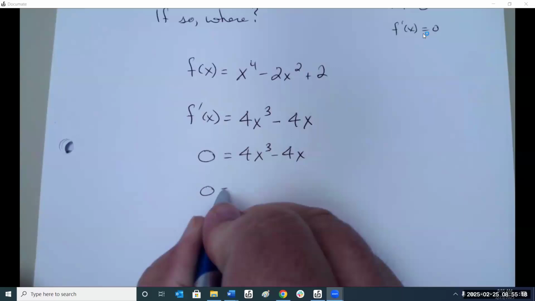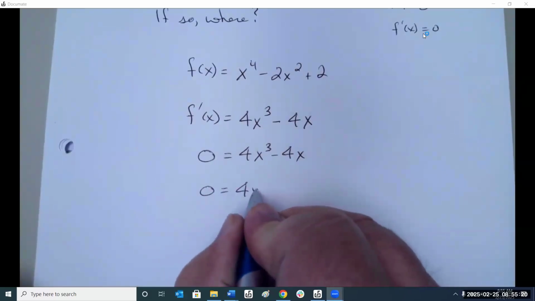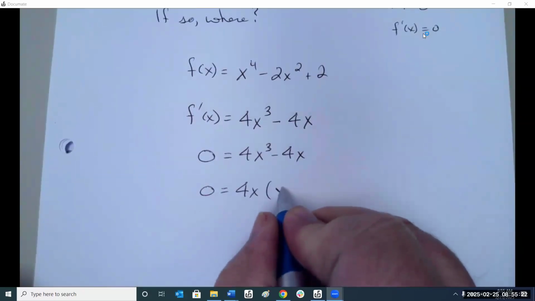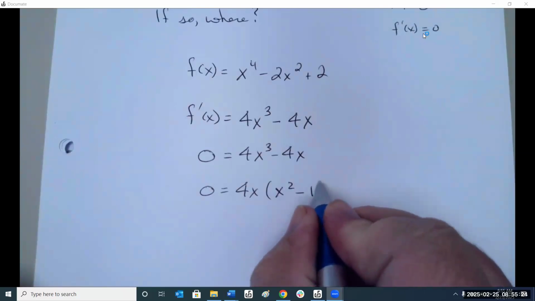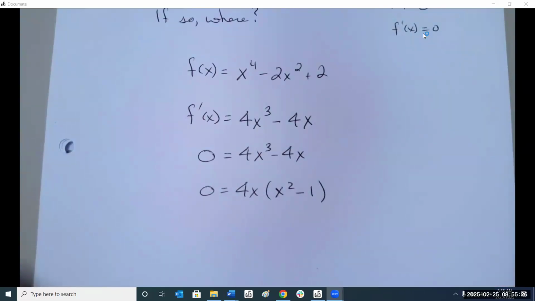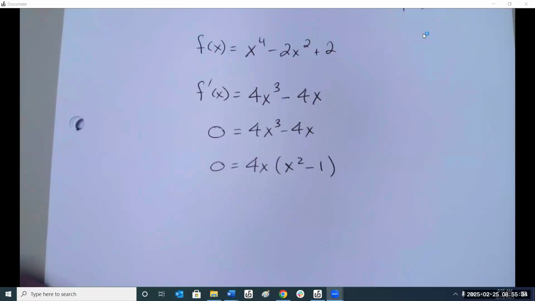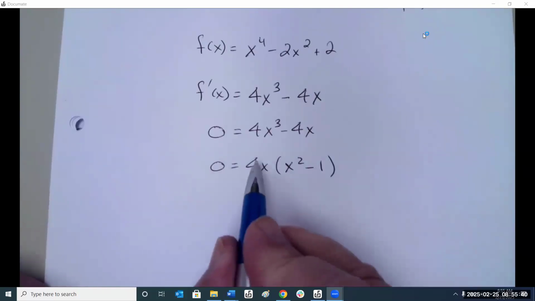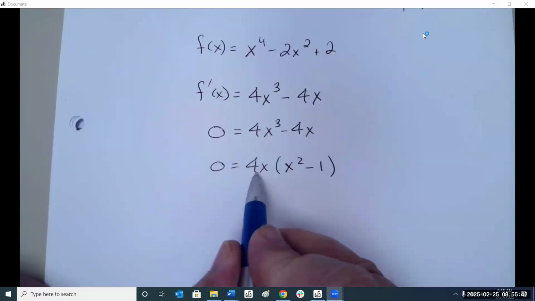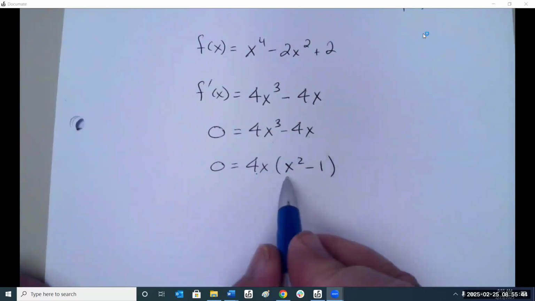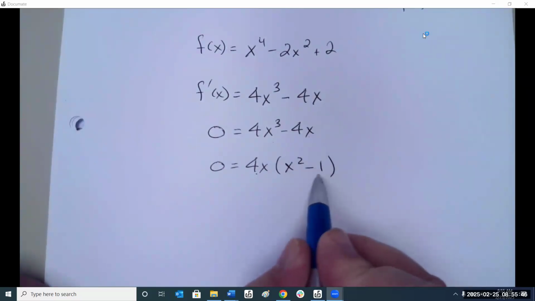And factor. So they both have a 4x in common. I factor out a 4x, that's what I have left. Okay, a lot of people have trouble with this part. They both have a 4 in common, so take that out. They both have 1x. How do I get the numbers inside here?